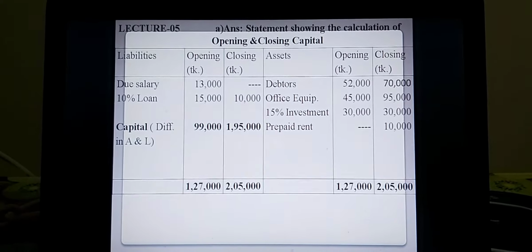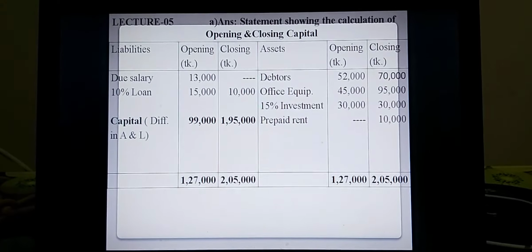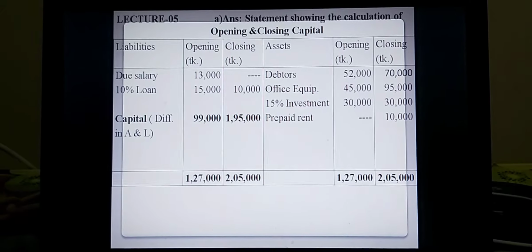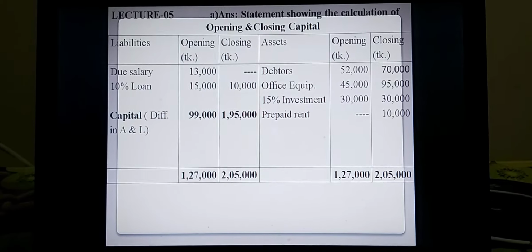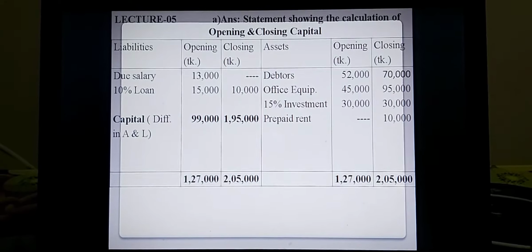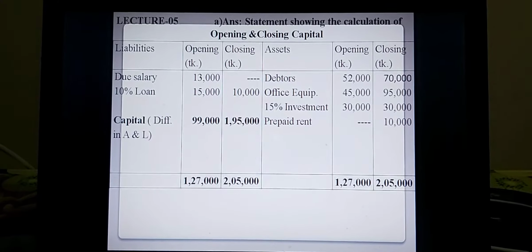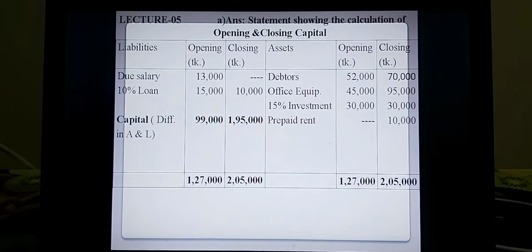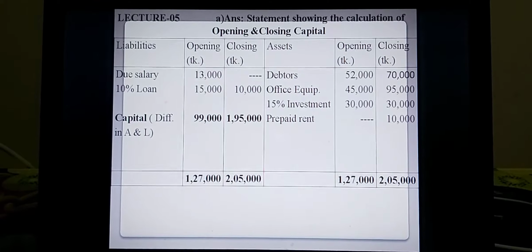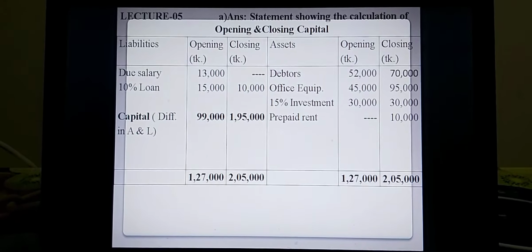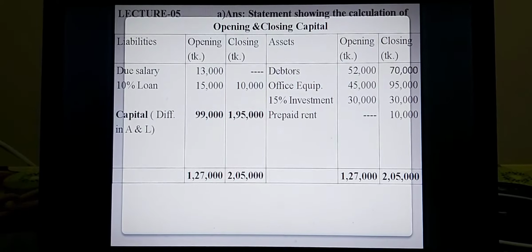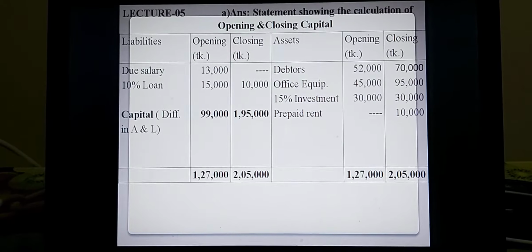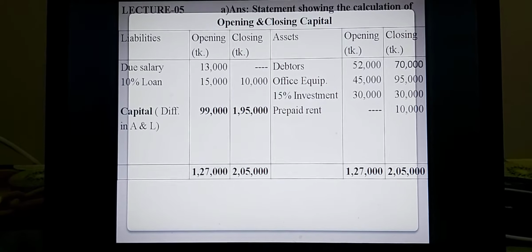On the right side, you have to write all assets, opening and closing amounts. On the left side, you have to write all liabilities, opening and closing. From the stem, you can get it. That was the opening amount taka 52,000 and closing amount taka 70,000. Office equipment opening amount taka 45,000 and closing amount taka 95,000. 15% investment, opening amount 30,000, closing amount 30,000. Prepaid rent, opening amount none, that is 0, closing amount is given as taka 10,000.